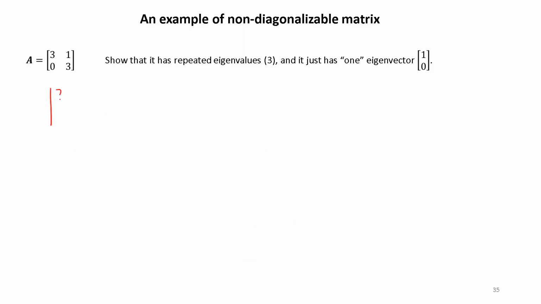Right, so first of all, 3 minus lambda, 1, 0, 3 minus lambda. This determinant gives (3 minus lambda) squared equals 0. So you see that your repeated eigenvalue is lambda equals 3.